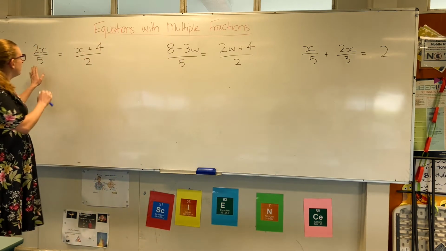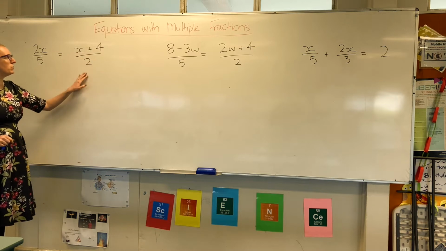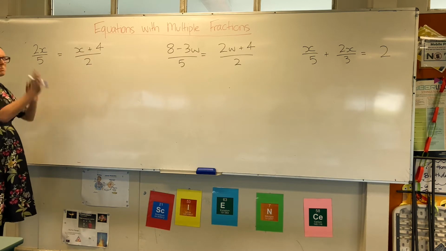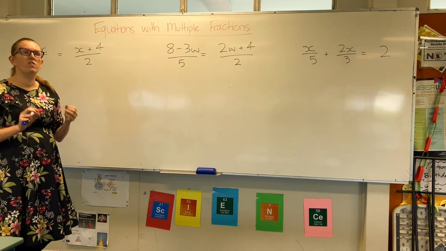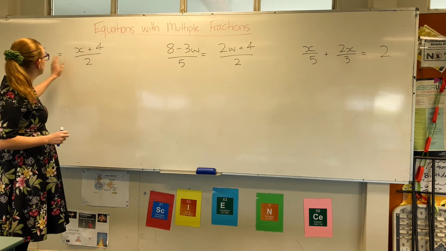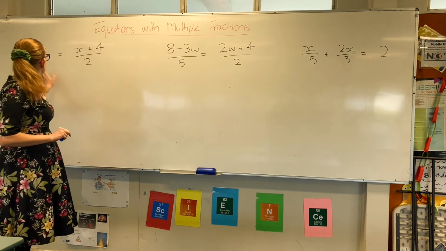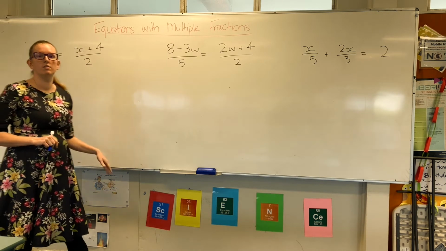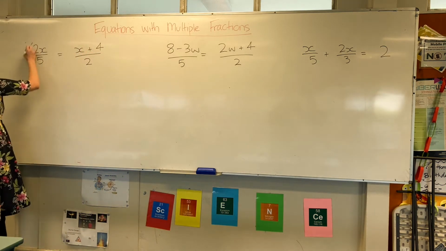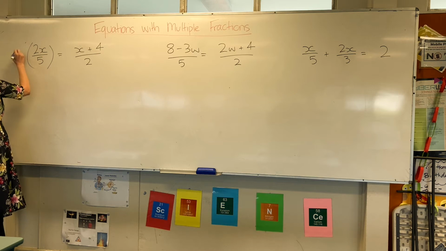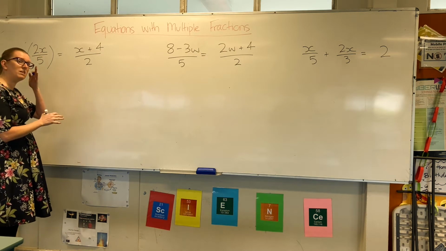Now, here I've got 2x over 5 is equal to x plus 4 over 2. Now, I don't want to cross multiply or anything weird like that. What I want to do is find a number that both of my denominators will fit inside, okay? So 5 and 2, they both go into 10. So what I'm going to do is put this component in brackets and write that number in front. So the 10 was the number that both denominators fit inside.